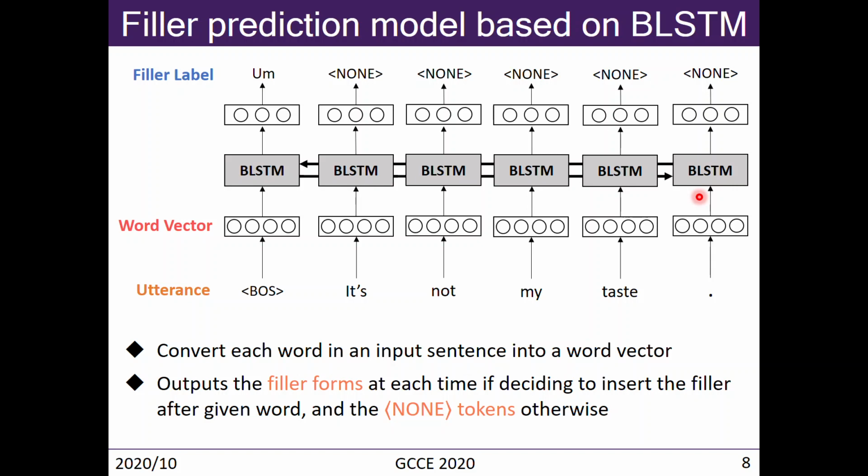The model outputs the filler forms at each time, if deciding to insert a filler after a given word, and the non-tokens otherwise. The network can model a relationship between the positions and kinds of fillers by considering them concurrently. In this example, the model outputs a filler immediately after BOS, when the utterance "It's not my taste" is input. Therefore, the result of insertion is "It's not my taste."